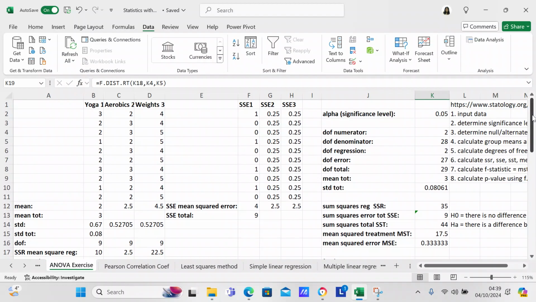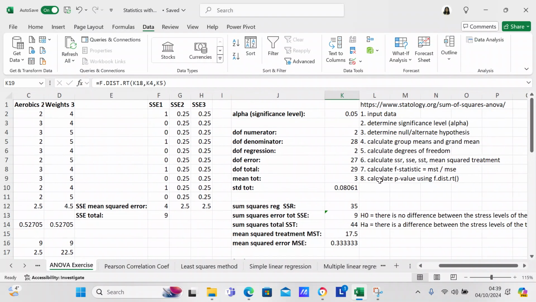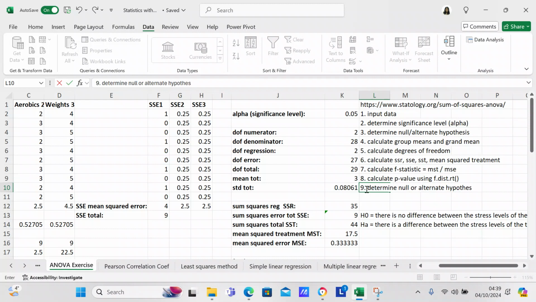So I've been talking for 20 minutes about ANOVA, and I think I've covered all of the major issues. I'll say 9. So those are your 9 steps in performing an ANOVA. Since I've covered the 9 main issues and I've talked for 20 minutes, I'm going to go ahead and conclude this video.